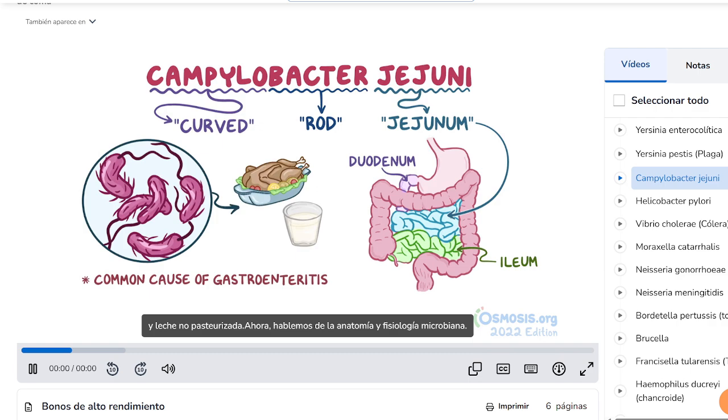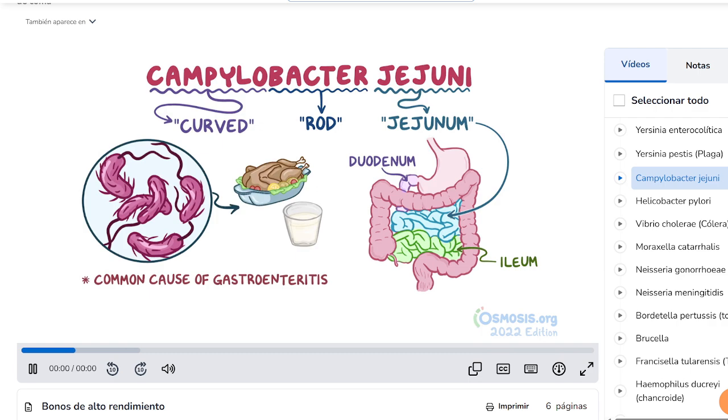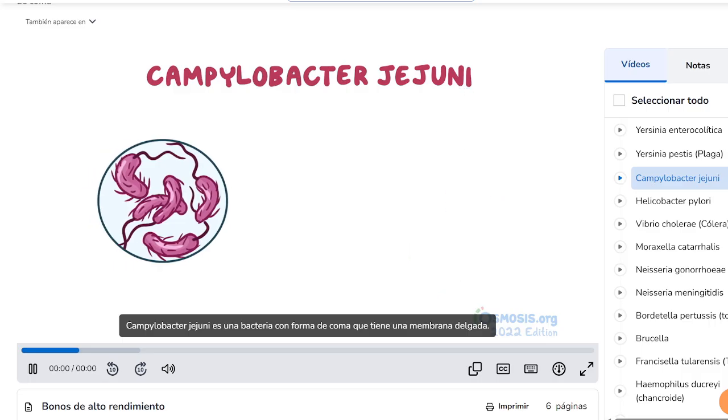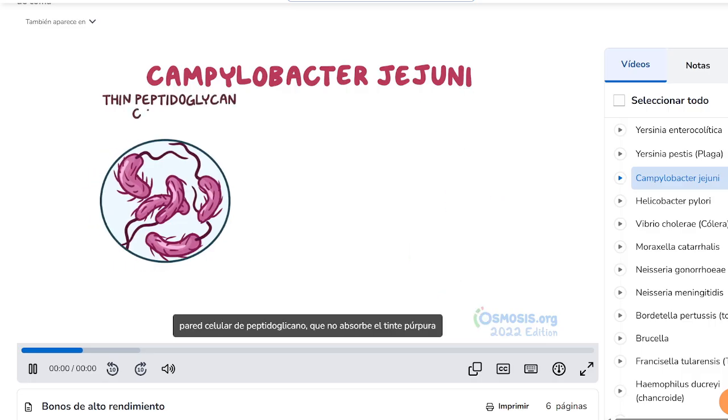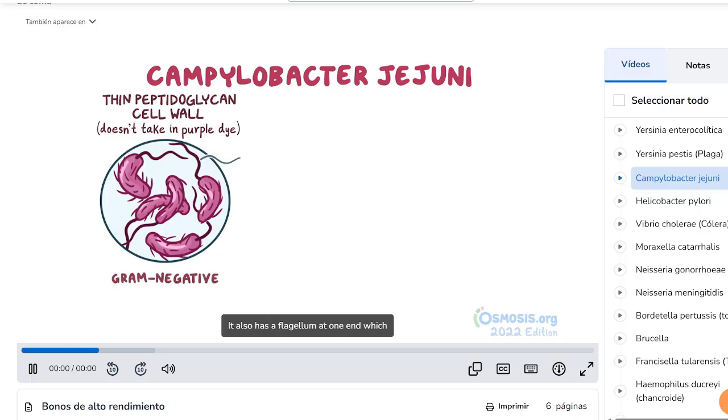Now let's talk microbe anatomy and physiology. Campylobacter jejuni is a comma-shaped bacteria that has a thin peptidoglycan cell wall, which doesn't take in the purple dye when gram-stained and instead appears pink or red, which makes it a gram-negative bacteria. It also has a flagellum at one end which it uses to get around, so it's a motile bacteria.